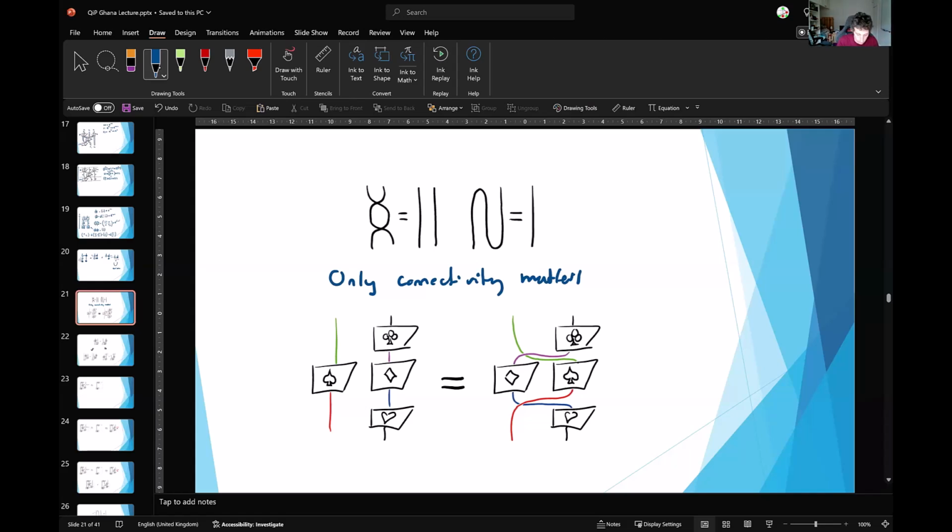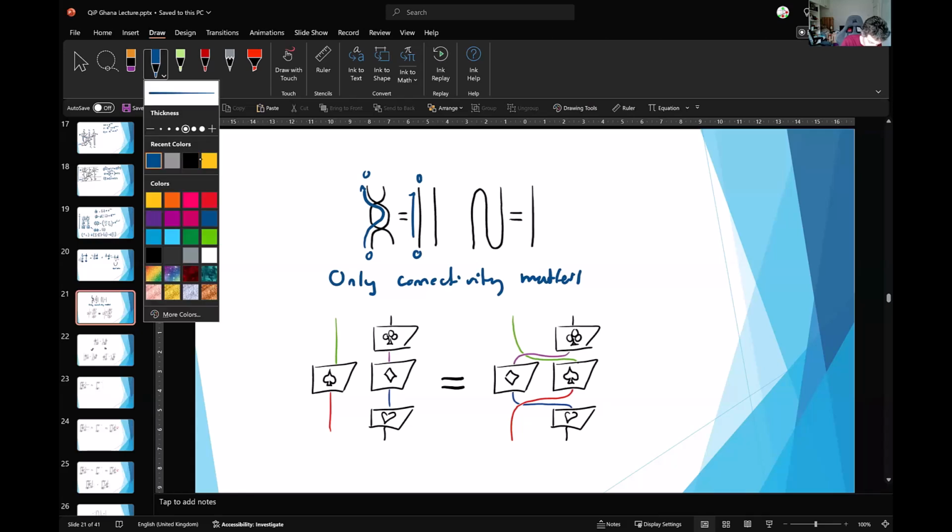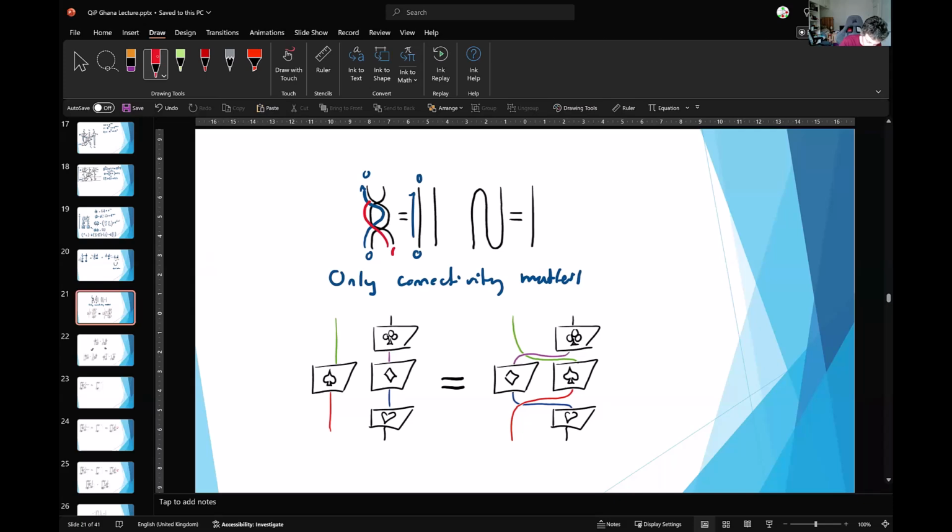The only thing that matters is where you start and where you end, because you start at 0, then you go right and you end at 0, and here you also start at 0 and end at 0, and on the right you start at 1 and end at 1. Start at 1, you go right, and you come left and end at 1. Then those are the same diagrams. Same with the diagrams below.